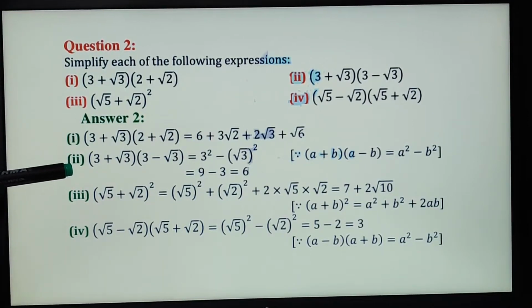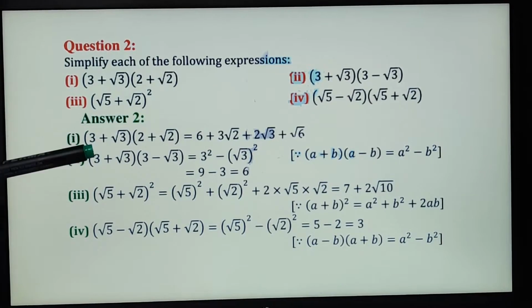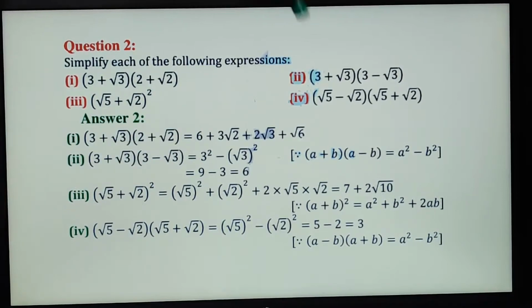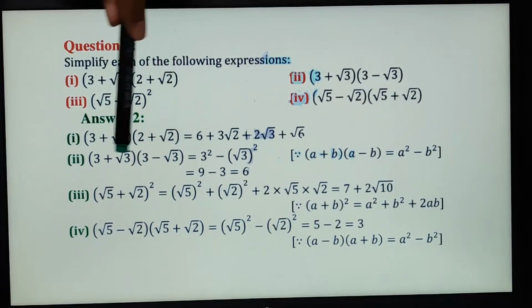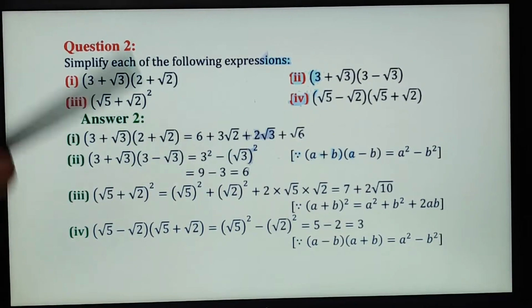Now question number 2: 3 plus root 3, 3 minus root 3. Again, here the identity is forming: (a plus b)(a minus b). So which identity? a square minus b square. So we will directly write 3 square minus root 3 square. 3 square is equal to 9 and root 3 square is 3. 9 minus 3 is 6.